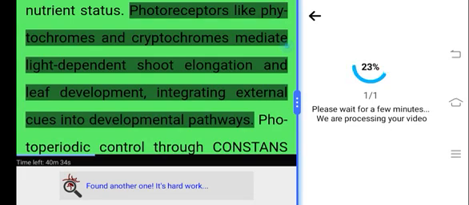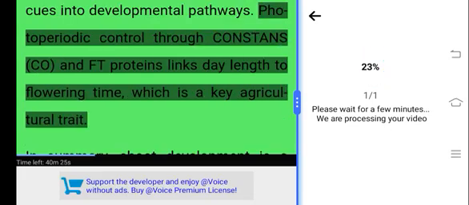Photoreceptors like phytochromes and cryptochromes mediate light-dependent shoot elongation and leaf development, integrating external cues into developmental pathways. Photoperiodic control through CONSTANS (CO) and FT proteins links day length to flowering time, which is a key agricultural trait.